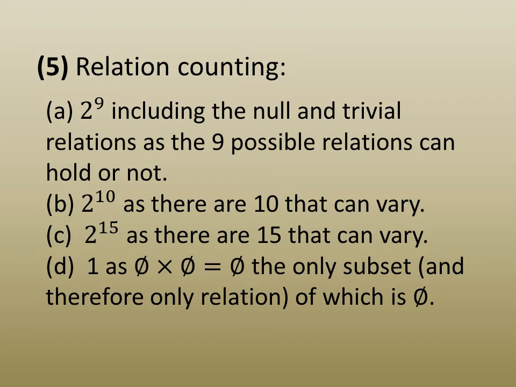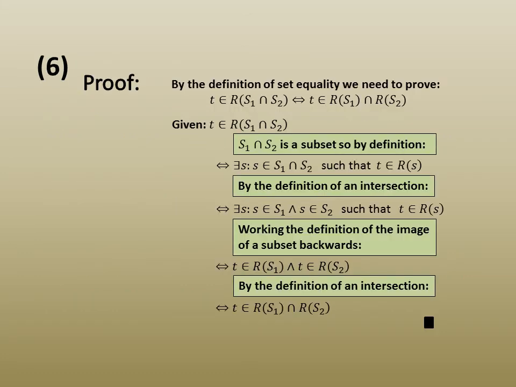Part D. The Cartesian square of the empty set is the empty set. There is only one subset of the empty set, meaning there is only one possible relation on the empty set. Question 6. This is virtually identical to the proof for Theorem 1. Rather than having it read out, pause the video and make sure your proof is consistent with this one.